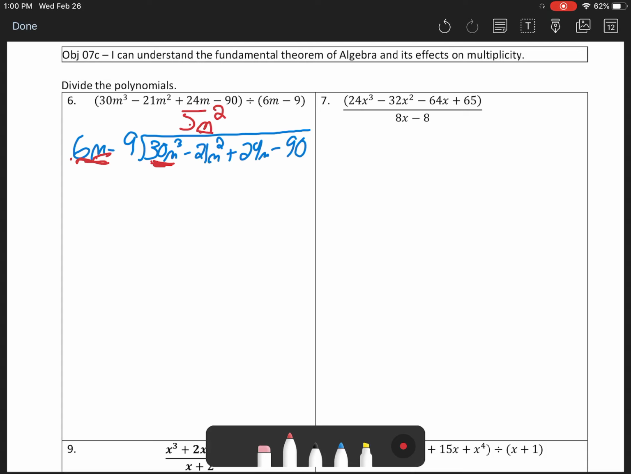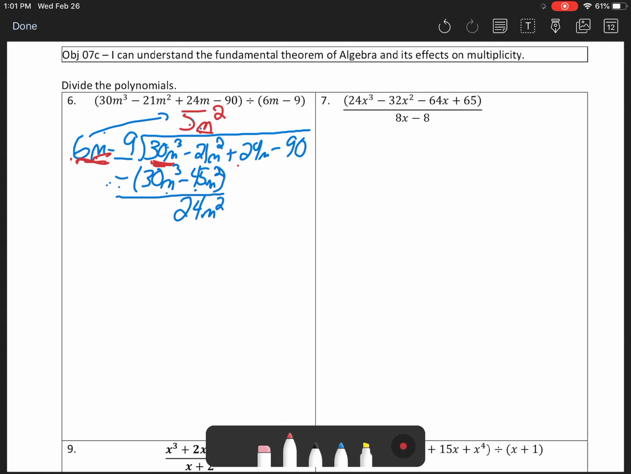Okay, then I go to the next level, so I'm going to subtract. From this I'm going to do 6 times 5 is of course 30, and that's going to be m cubed, and then negative 9 times 5m squared is going to give me negative 45m squared. And what I'm going to do is subtract: 30m cubed minus 30m cubed is 0. Negative 21 minus negative 45 is negative 21 plus 45, which is going to give me a positive 24m squared. So you just bring that down.